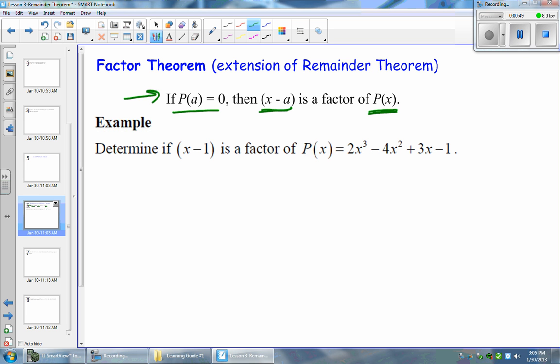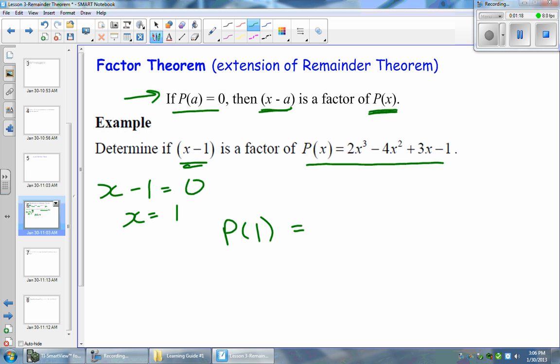My question is, determine if x minus 1 is a factor of P of x. So to determine if this binomial is a factor, we use the factor theorem. So start with the potential factor. In this case, x minus 1 is equal to 0. Therefore, the root is equal to 1. Now, if this is a factor, we want to prove that P of 1 is equal to 0. So check if that's true or false.